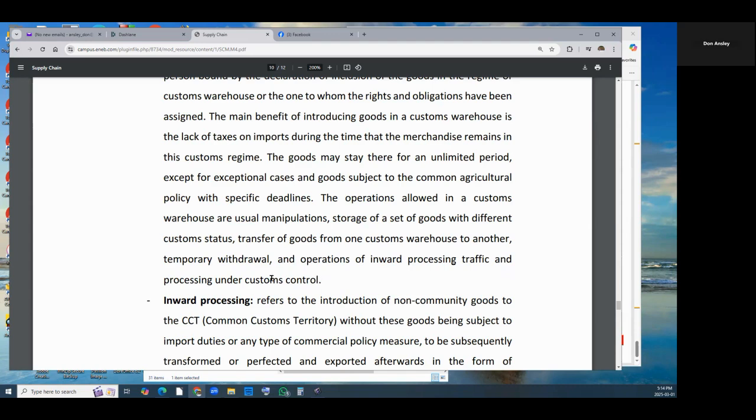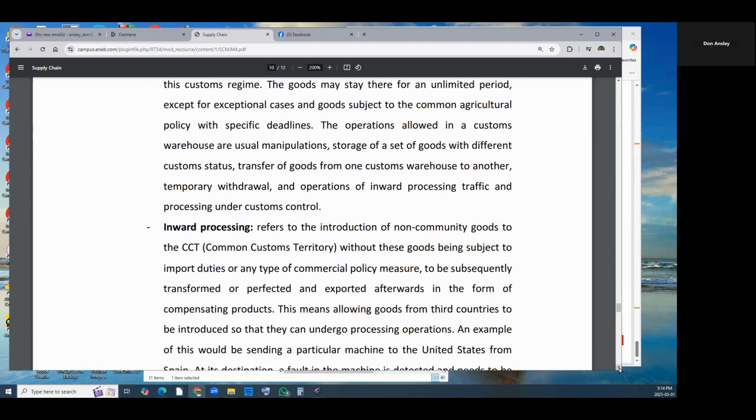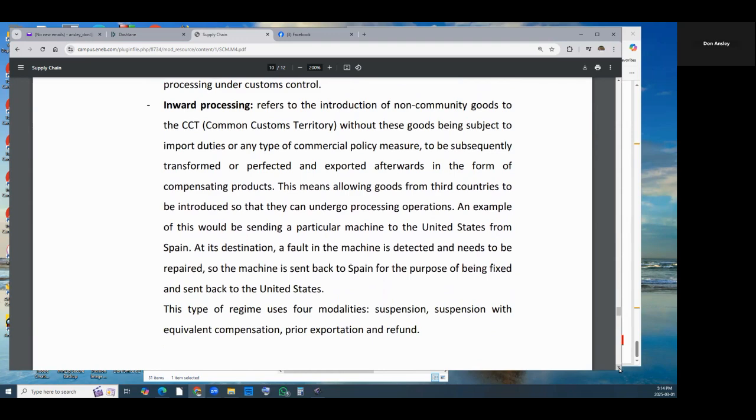Now we have inward processing, which refers to the introduction of non-community goods to the CCT, the Common Customs Area, without these goods being subject to import duties or any type of commercial policy measure, to be subsequently transformed or perfected and exported afterwards in the form of a compensating product. This means allowing goods from third countries to be introduced so that they can undergo processing operations.